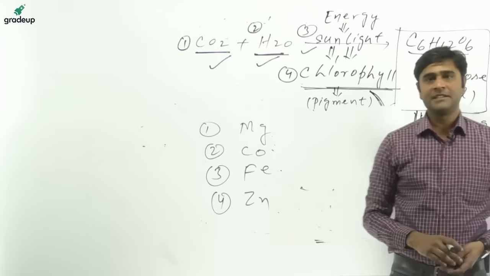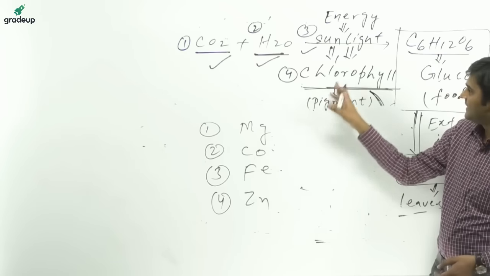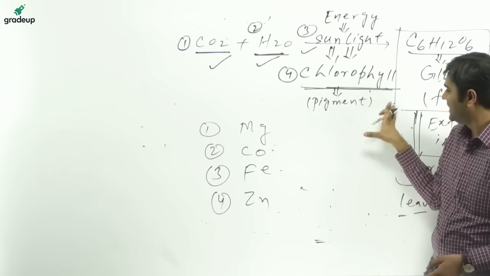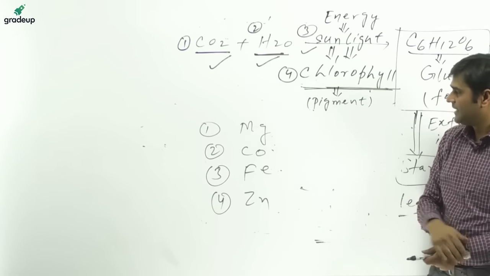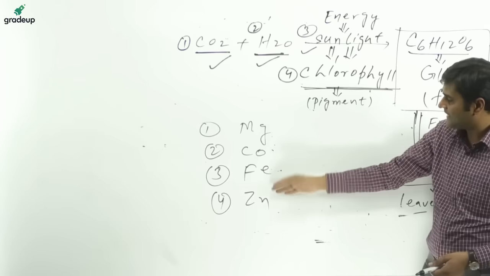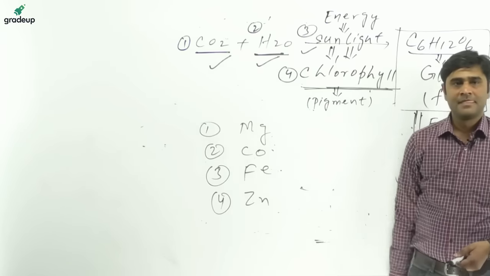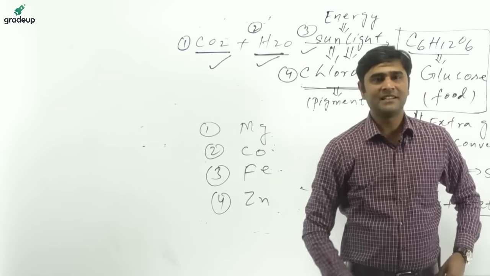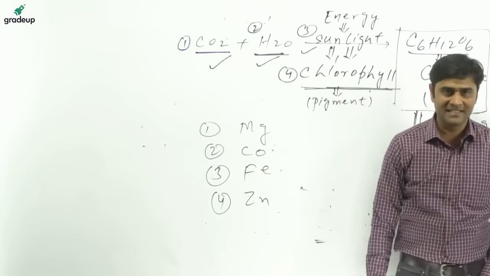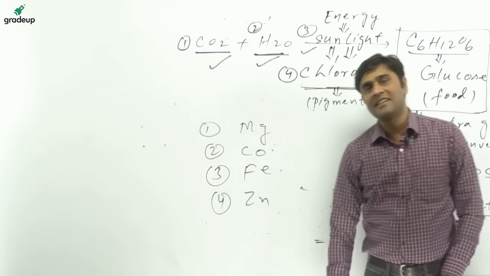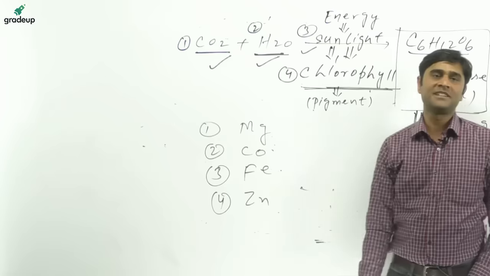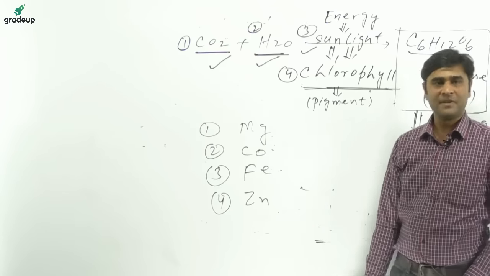Which of the following metals is present in chlorophyll? Your options are magnesium, cobalt, iron, zinc. Iron is the wrong answer. Magnesium, magnesium, magnesium. Yes, magnesium is the right answer. Potassium is not given in the options guys. Magnesium 2+, yes.